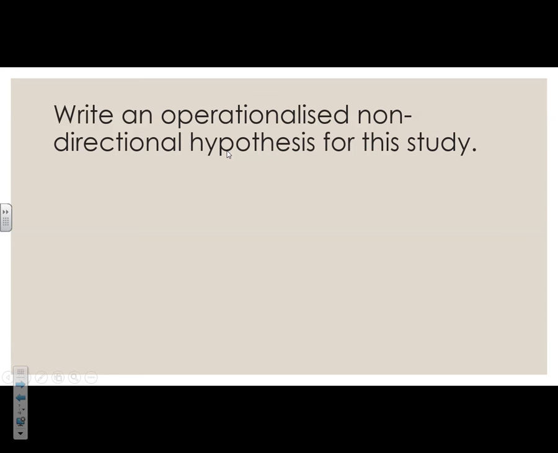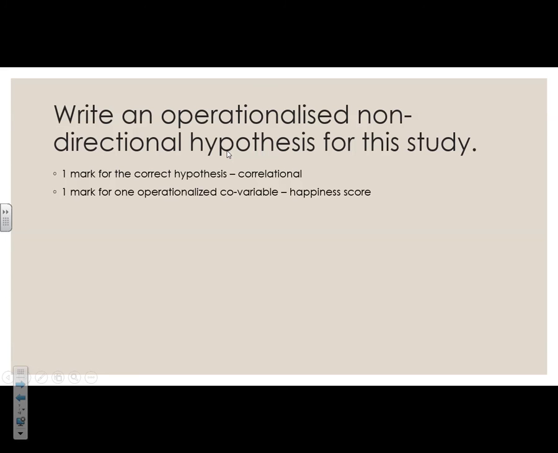Write an operationalised non-directional hypothesis. So it must be operationalised and it must be non-directional. 1 mark for identifying that it is correlational. Because it's a correlation, because it's non-directional, you shouldn't say positive or negative. If you haven't said there's a relationship or you haven't mentioned there's a correlation, you don't get any marks. 1 mark for 1 operationalised covariable. These aren't called IV and DV, they're called covariables. For the happiness score, that's operationalised because it's a number, and 1 mark for the other operationalised covariable, intelligence test score.